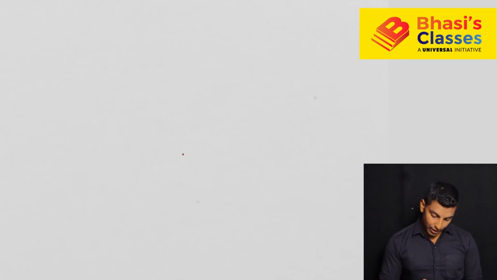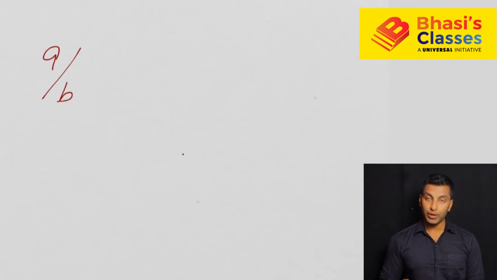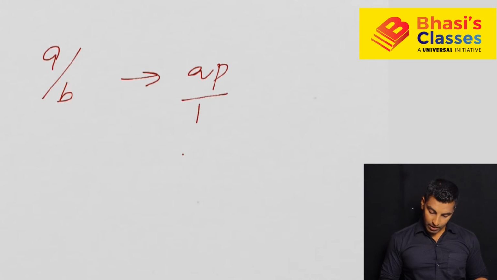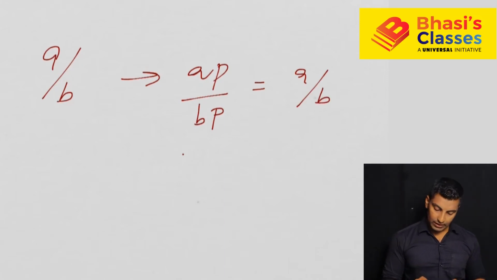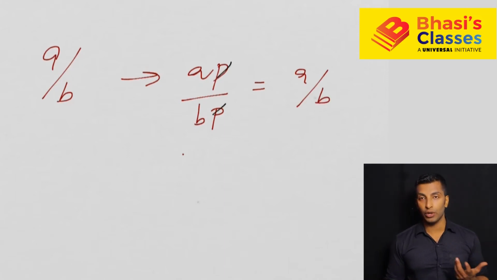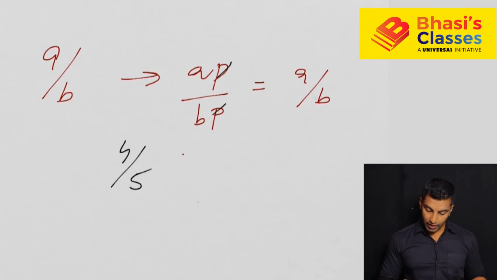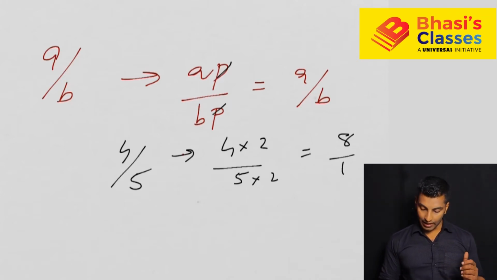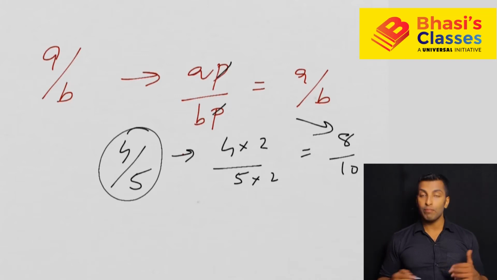Now you have a ratio A by B. Now if you multiply the numerator and denominator with the same number, let's say P, so AP by BP. Now this AP by BP will be equal to A divided by B. Very simple, because this is obvious, because P and P get cancelled out, you know this, right? So it's like a 4 by 5 ratio. Now if you multiply 4 with 2 and 5 with 2, what you get is 8 by 10. So 4 by 5 and 8 by 10, both are actually the same.